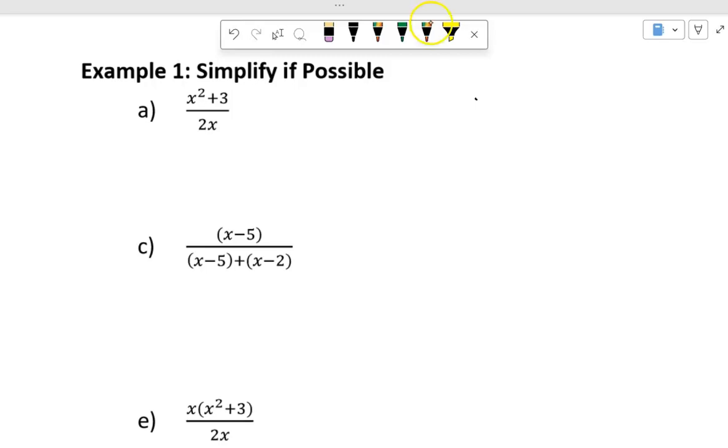And what I notice here is that x squared has a plus sign in between the 3 and the x squared. So they cannot be individually canceled with anything. They can be grouped together and canceled with a matching group on the bottom, but I don't see an x squared plus 3 on the bottom, and I don't see a 2x on top, so this can't be simplified.